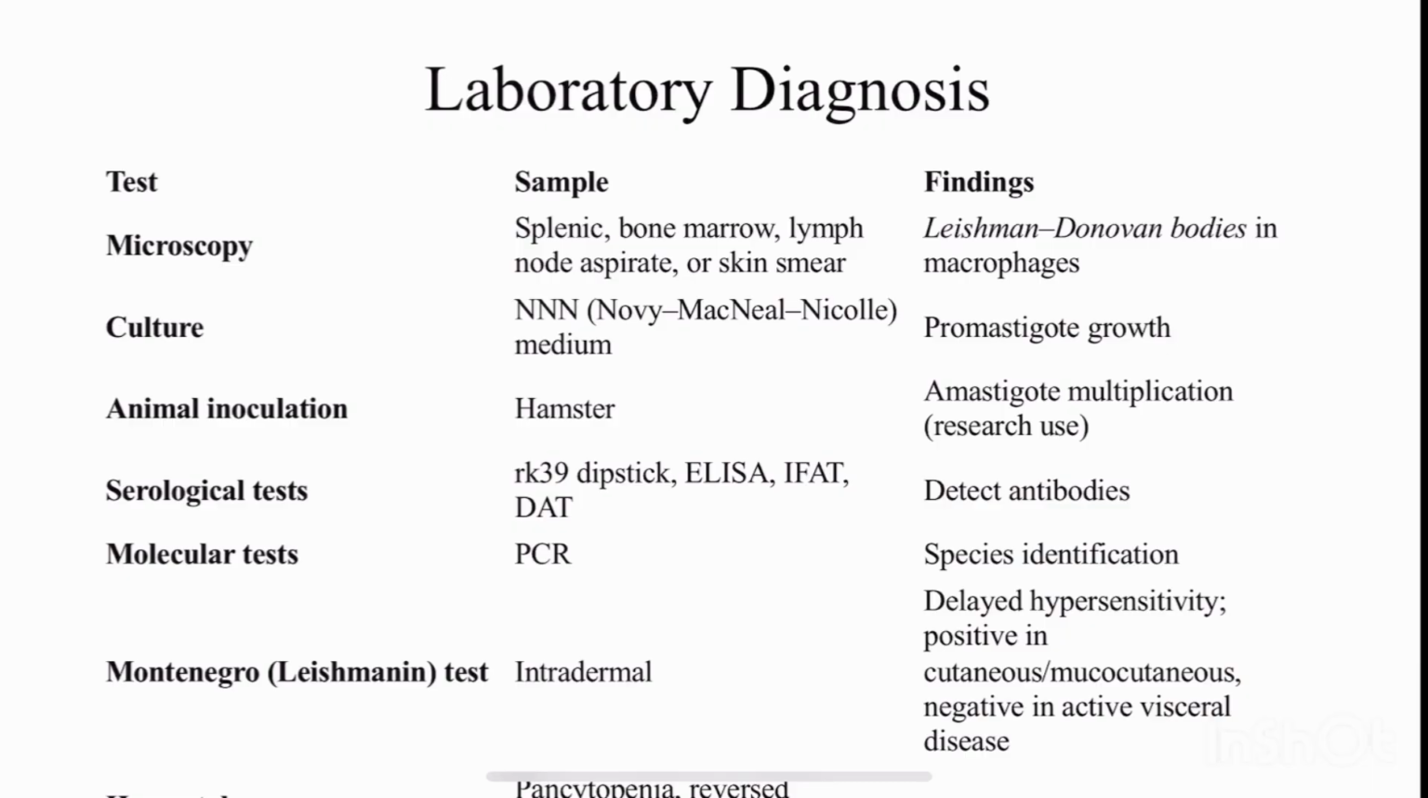Other than that, in the African variants of leishmaniasis, where the lymph node is mainly involved, lymph node aspirate can be used as well, and skin smears can also be used for microscopic purposes. Once we receive the samples, whether splenic aspiration, bone marrow aspirate or biopsy, or lymph node aspirate, we will make a smear with staining. The staining will of course be Giemsa staining, and in the Giemsa staining we will see Leishman-Donovan bodies specifically.